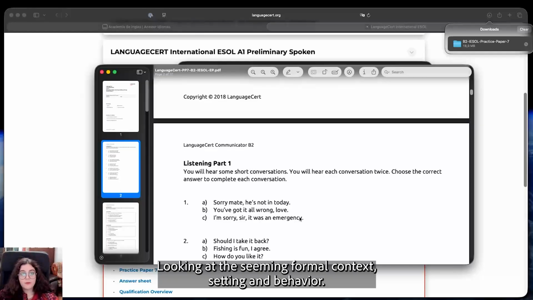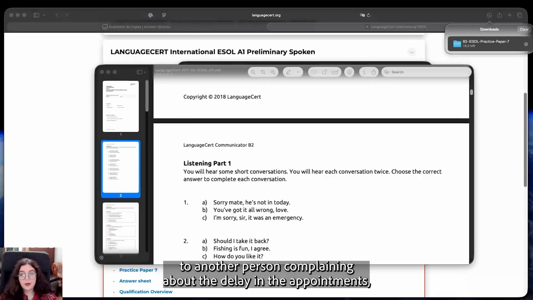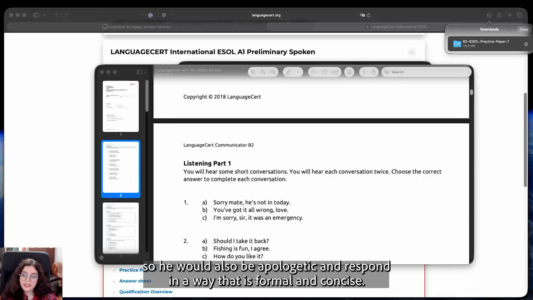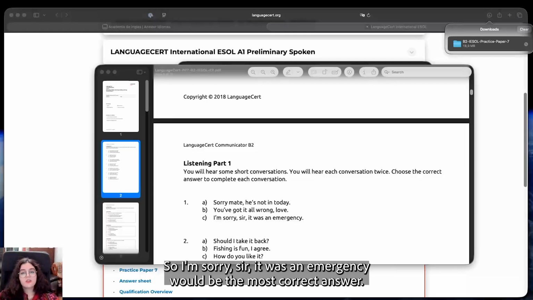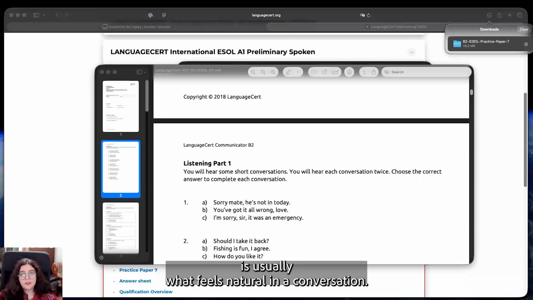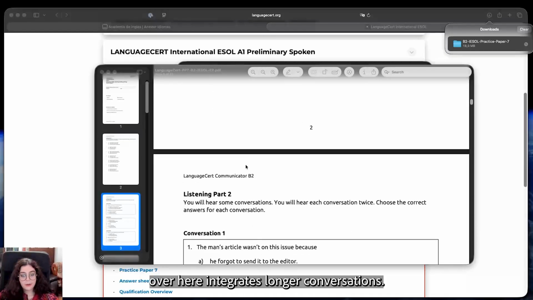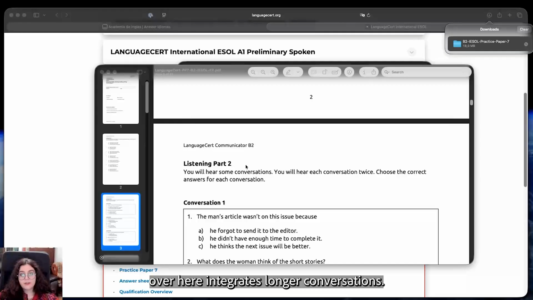Looking at the seemingly formal context, setting, and behavior. In this situation, you can also imagine that this person would be responding to another person complaining about the delay in the appointments. So he would also be apologetic and respond in a way that is formal and concise. So, I'm sorry, sir, it was an emergency would be the most correct answer. You don't need to overthink it because the correct answer is usually what feels natural in a conversation. The second listening portion over here integrates longer conversations.